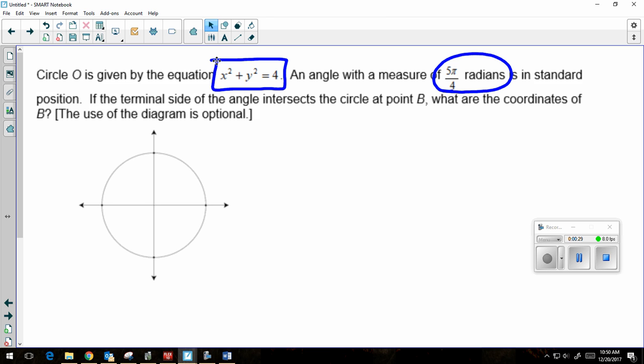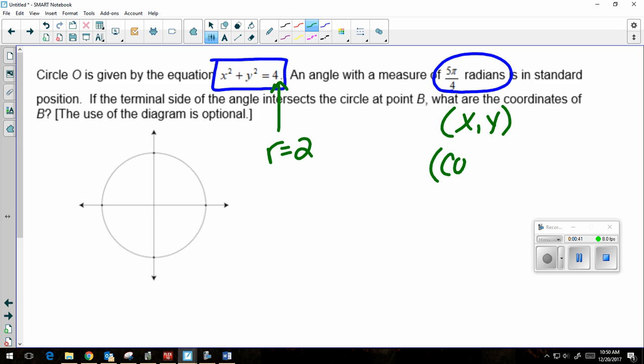So I have x squared plus y squared equals 4. So that means that my radius is equal to 2. So I'm no longer on the unit circle. If I was on the unit circle, instead of x comma y, I could use cosine theta comma sine theta. But since I'm not on the unit circle, I need to do something a little bit different.